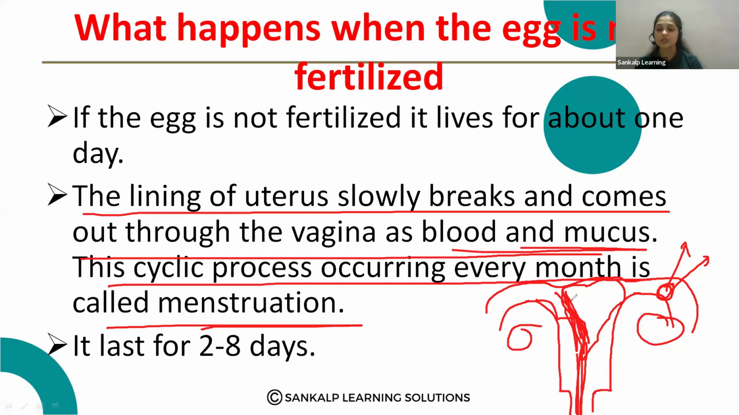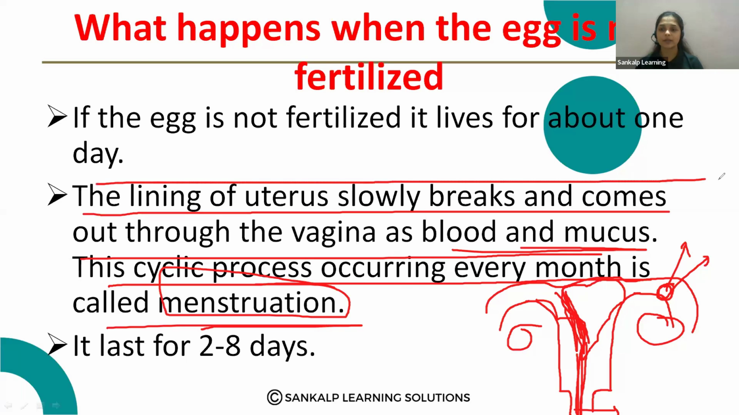So what is menstruation? The inner lining of the uterus that breaks down and comes out through the vagina in the form of blood and mucus. This cyclic process that occurs every month is called menstruation. Very important. What is menstruation? Very important question. When menstruation occurs, how it occurs, all of these are very important questions.